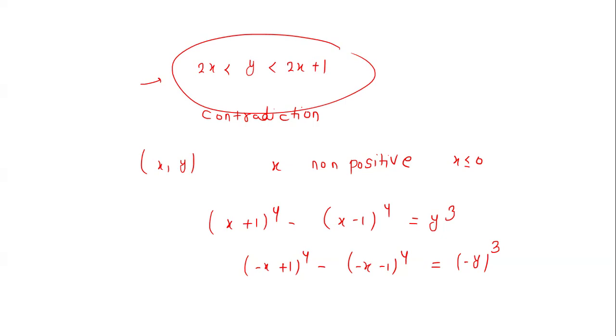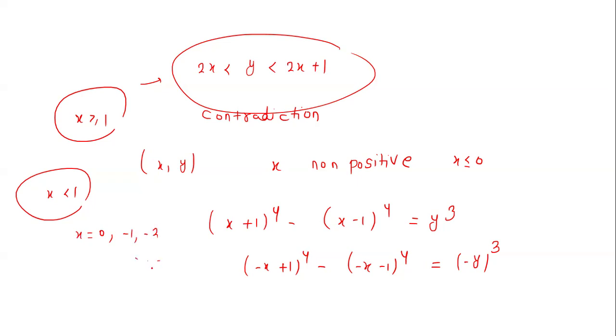But y is an integer, and between 2x and 2x+1 there are no integers that y can take. So for x greater than or equal to 1 we cannot find any integer y, so there is no integral solution. Now the remaining case is x less than 1, which is x equal to 0, -1, -2, etc. Those cases are remaining. So now let's look at those cases.